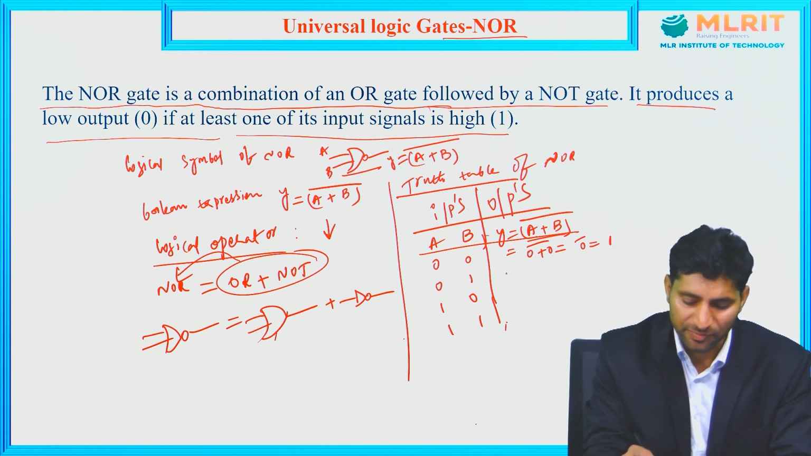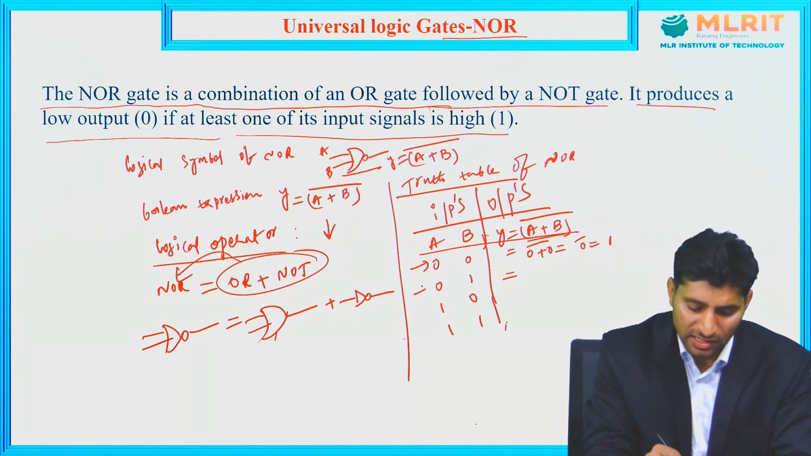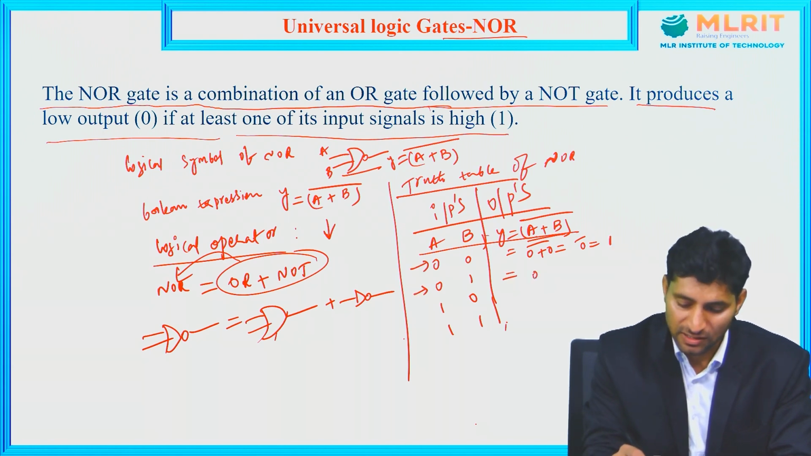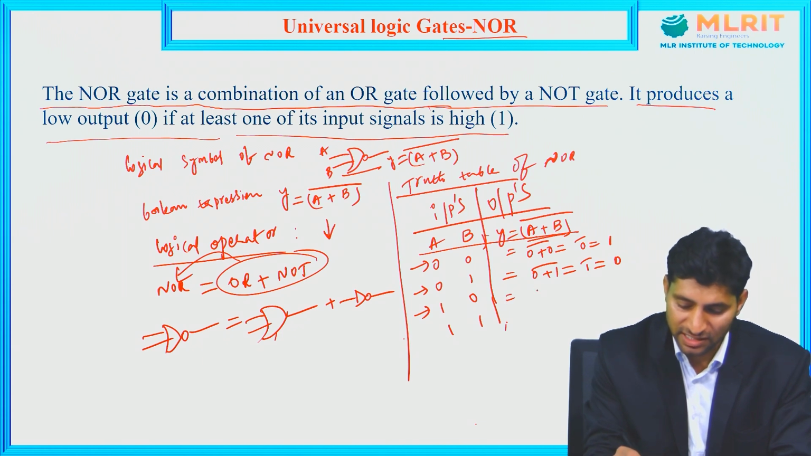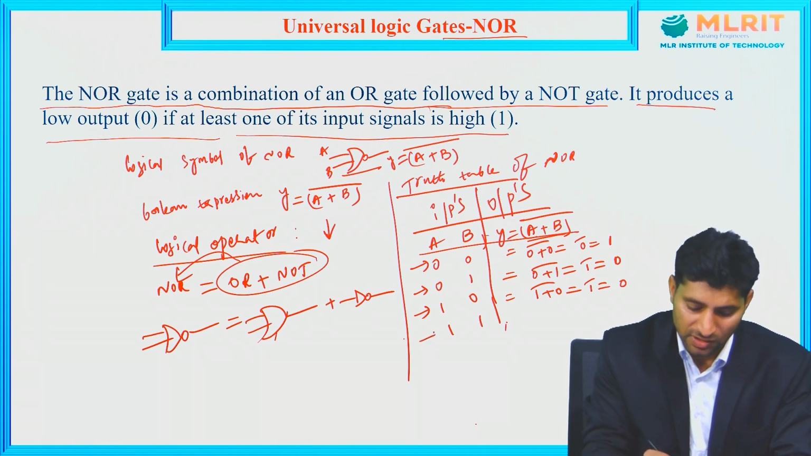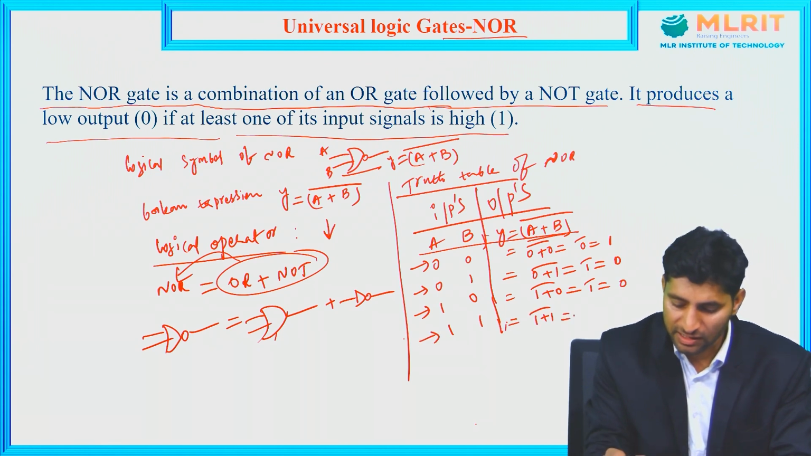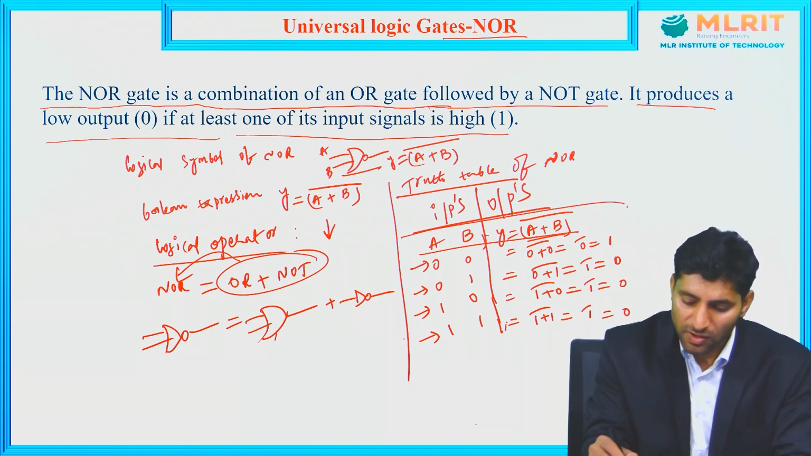1. If you substitute this 0 1 in this expression, (0 plus 1) whole bar is 1 bar, which is nothing but 0. Again you substitute this 1 0 in this expression, (1 plus 0) whole bar is 1 bar, which is nothing but 0. Now we substitute 1 plus 1, nothing but 1 bar, nothing but 0. So what did you observe?